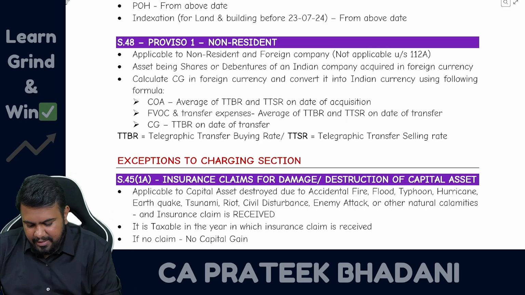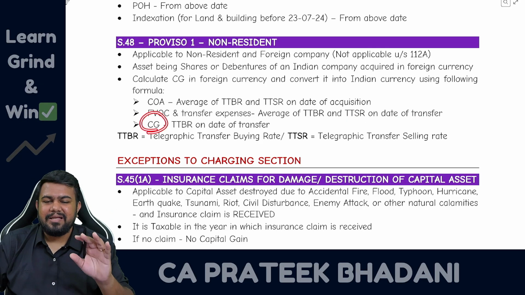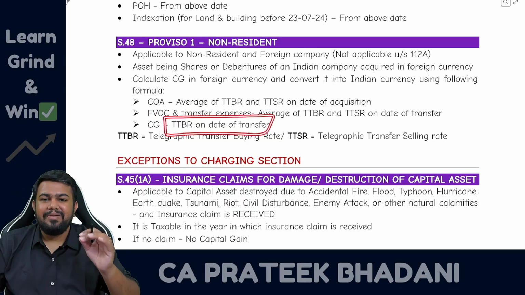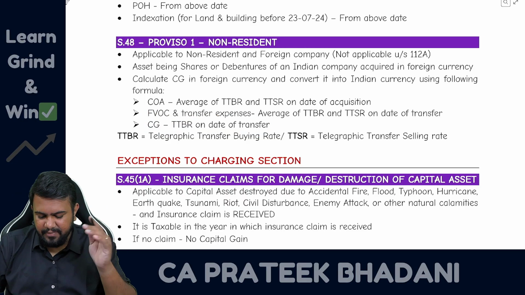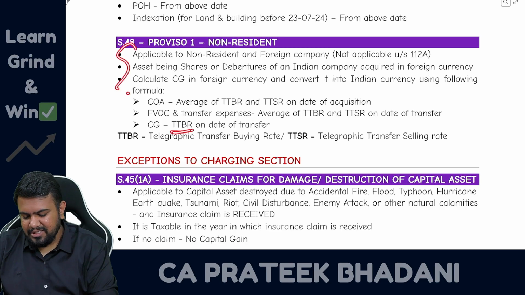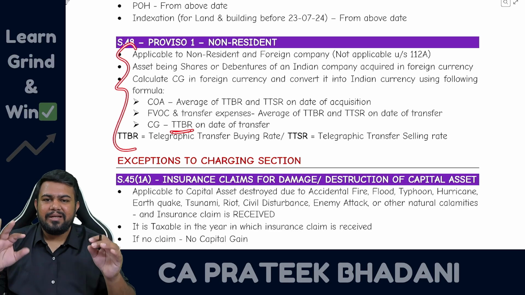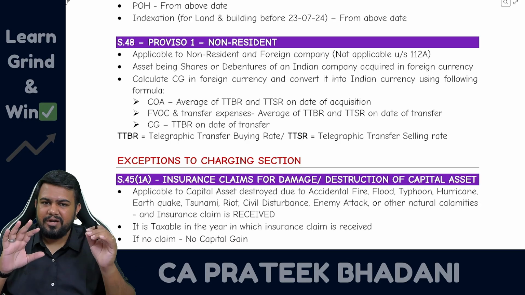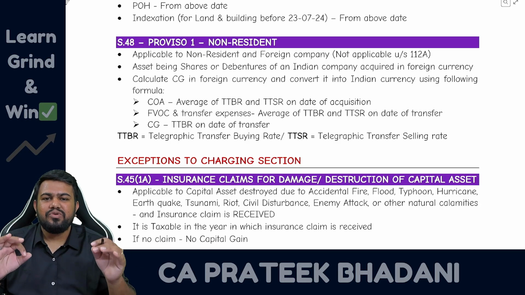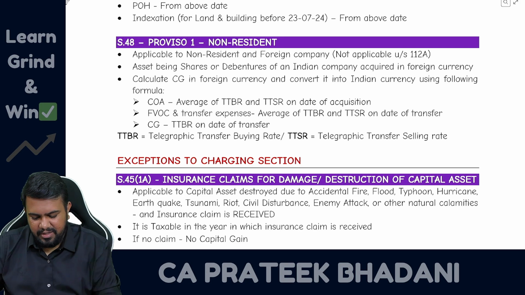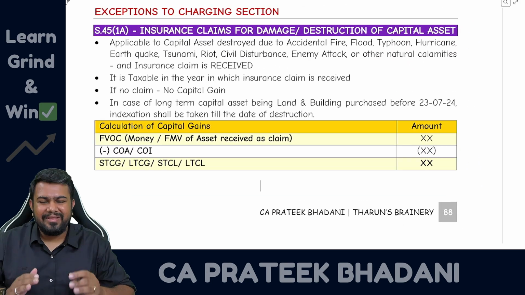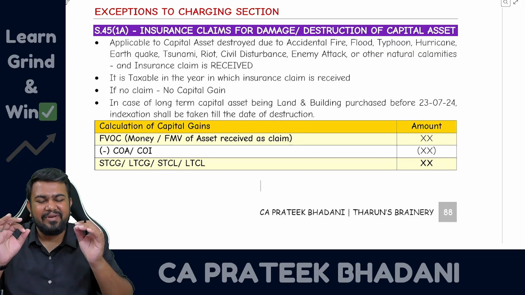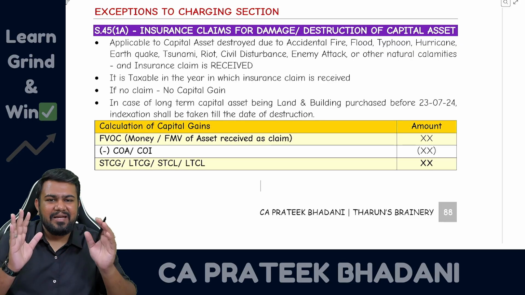Okay. Then finally, whatever capital gain is there, you convert it into Indian currency using the TTBR on the date of transfer. So this is the method of calculating capital gain in case of non-resident who has purchased the shares or debentures of an Indian company using foreign currency. With this, all the basic concepts of the capital gain chapter are now over. That is, we have discussed the charging section and the computation section.